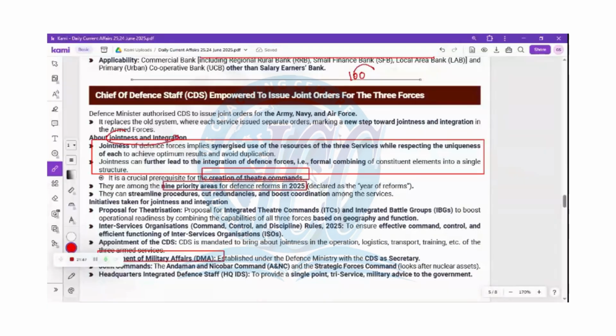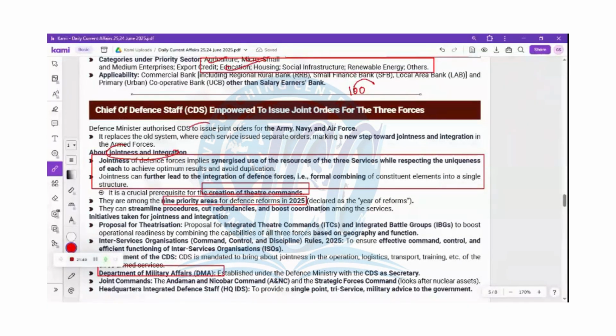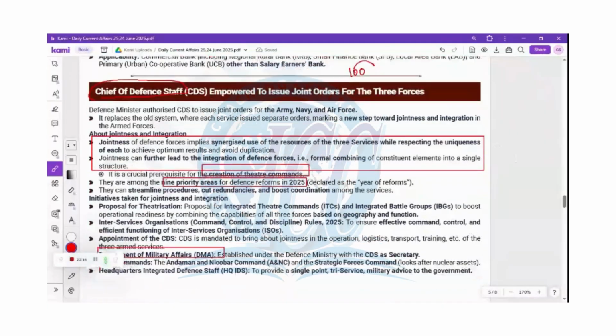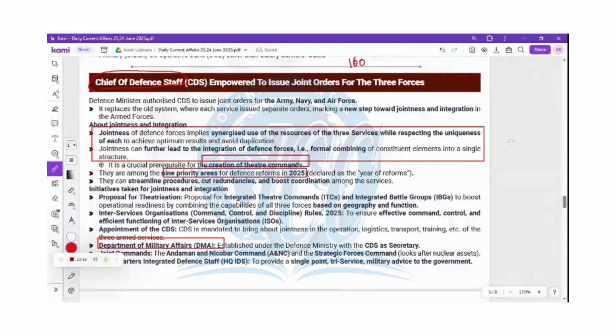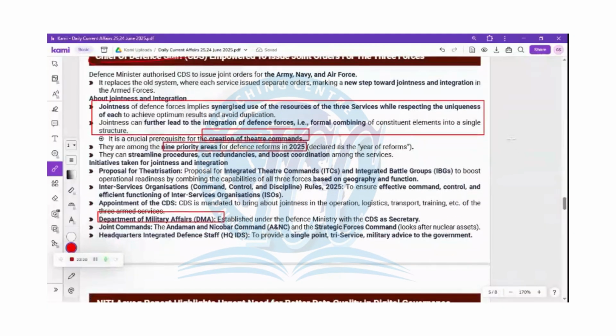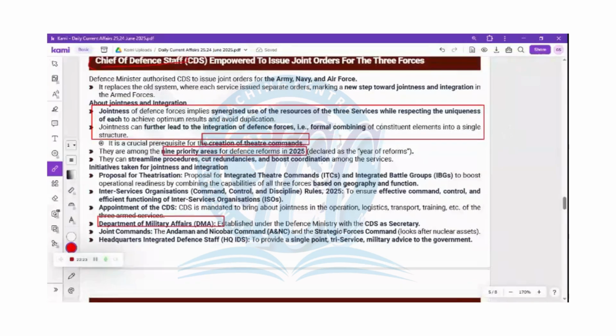requires this integration, the government has authorized that the chief of defense staff can issue joint orders. Earlier, each of them used to take separate decisions, when army calls for navy or navy calls for air force. But now the CDS, because in developed countries, especially superpowers like USA, they have this jointness, so that one joint command can take decisions depending upon the requirements. So 2025, you can expect this in the mains examination as well, because several reforms have been introduced.